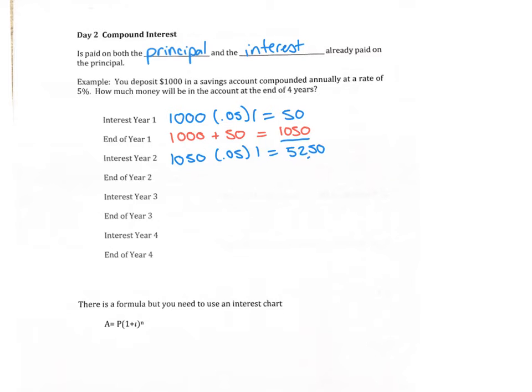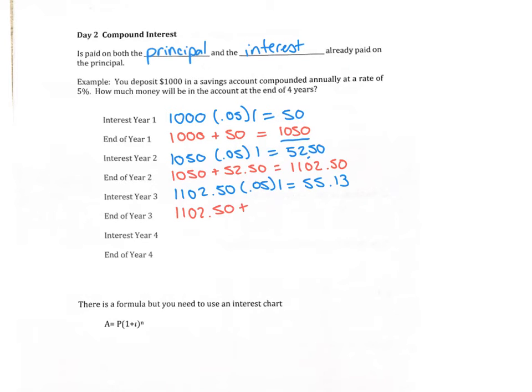And then we're going to do the same thing. We're going to take the amount we had at the end of year 1 and add that interest in. And so at the end of year 2, we would have $1,102.50. Then we're going to do the exact same thing again. So we're still using our simple interest formula, but we're doing it multiple times based off of our balance at the end of each year. So at year 3, we're going to earn $55.13.